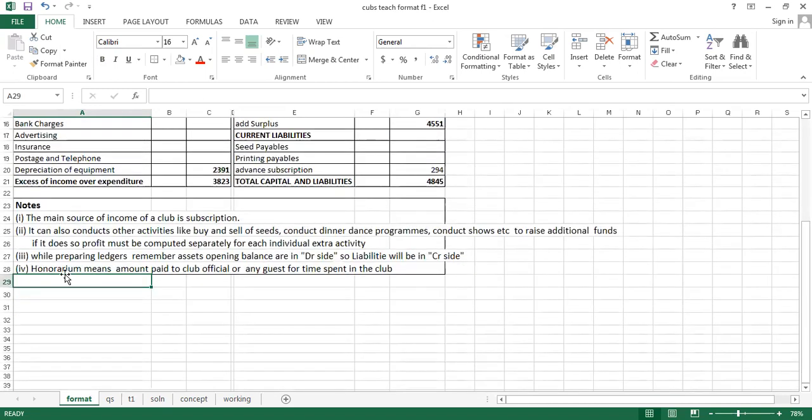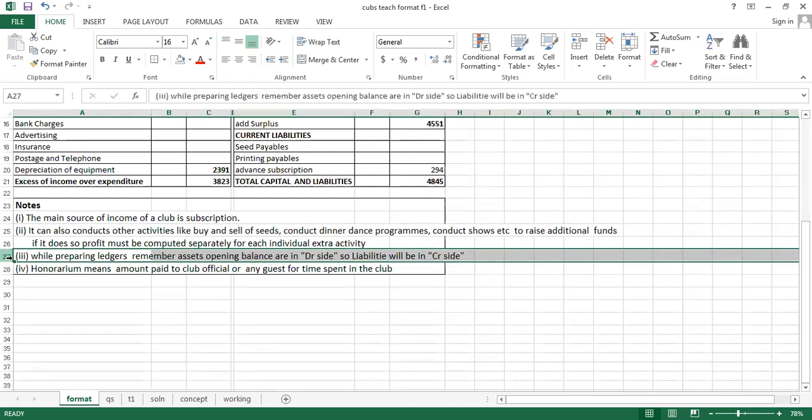Number 3. While preparing ledgers, opening balance of assets is always on the debit side. Remember, increase in asset is debit. Opening balance of asset should always be on the debit side. The reverse is liabilities. Increase in liabilities is credit. That was a rule that we studied. So all the liabilities have opening balance on the credit side.